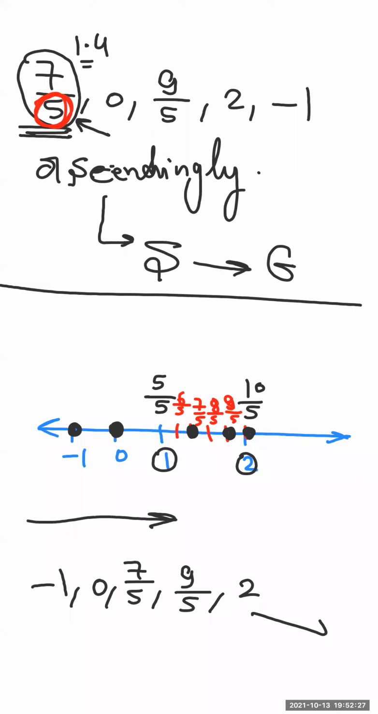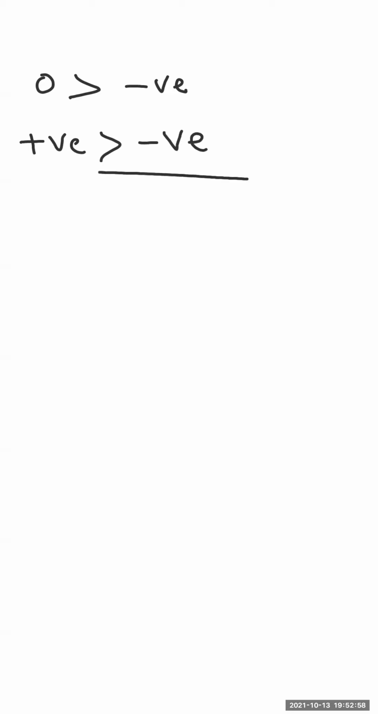Okay, now it becomes more clear. Okay, so there are general rules, guys, to compare between the rational numbers. So concentrate with me very well. Actually, as we said, 0 is greater than any negative number, and any positive number is greater than any negative number, right?